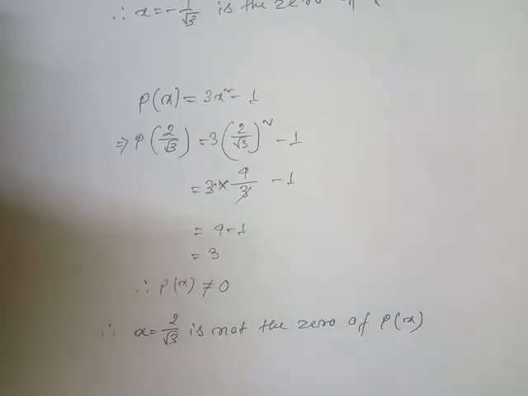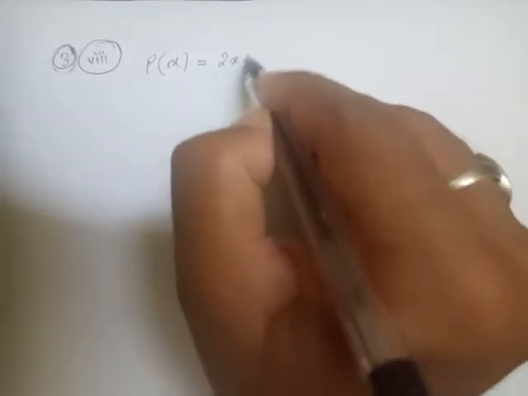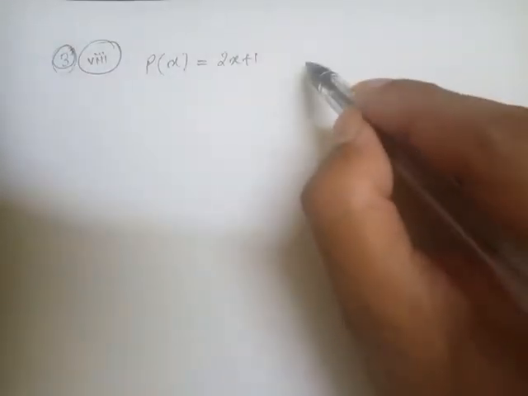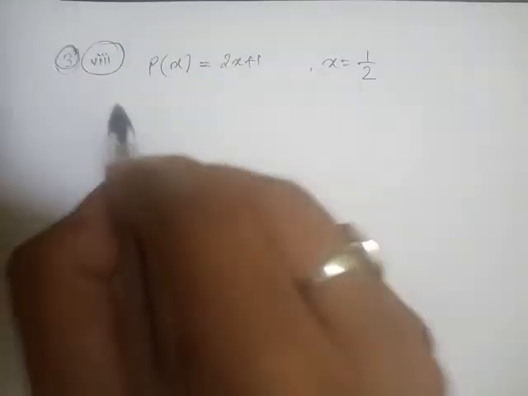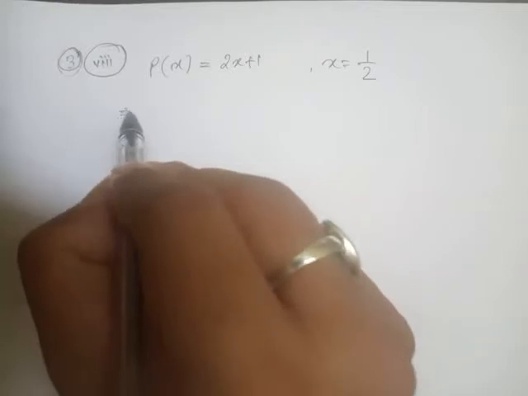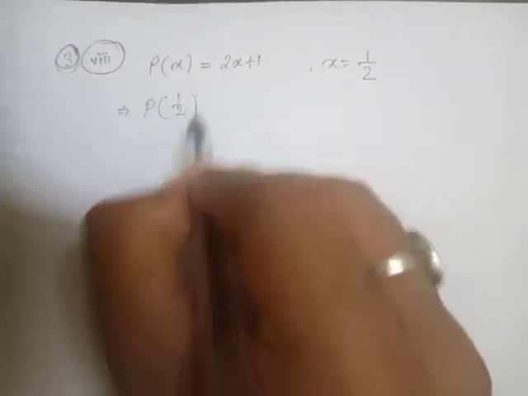This is the answer of question 3 part 7. Now next one, students, 3 part 8. So we'll write here 3 part 8. Now look at the question, students, how to solve this one. Here p(x) equal to 2x plus 1, where the value of x equal to half. Now let's have a look at how to solve this one. Here I will write that implies p, in place of x I will put here half.